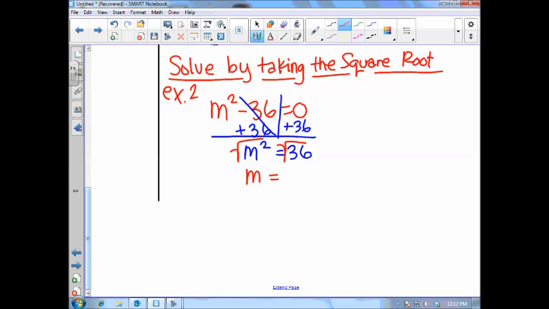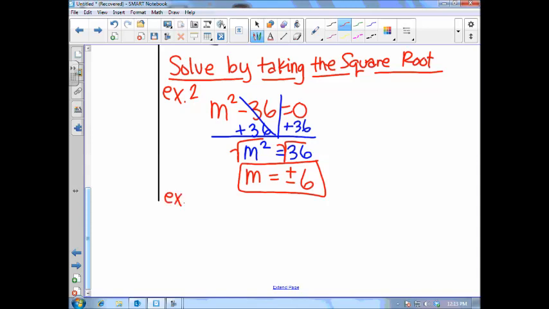In our case, because a parabola is going to cross the graph twice, most of the time we have a positive and a negative answer when we take a square root. Because it is true that 6 times 6 is 36, but it's also true that negative 6 times negative 6 is 36. There's 2 answers. That is solving by the square root. Yes, you need both. Okay?